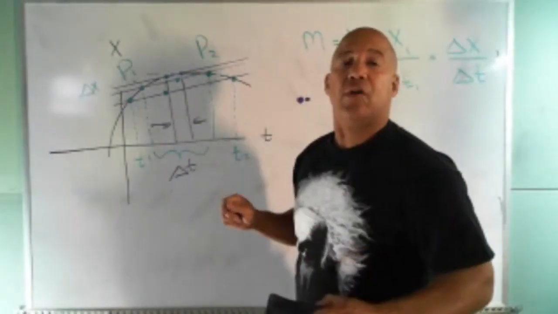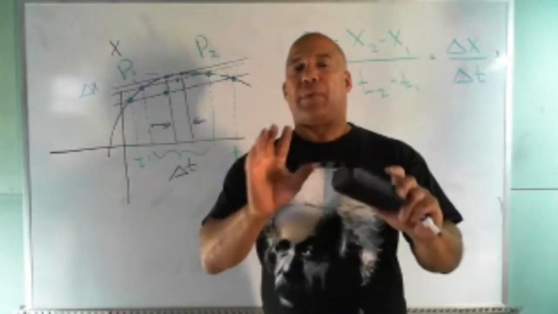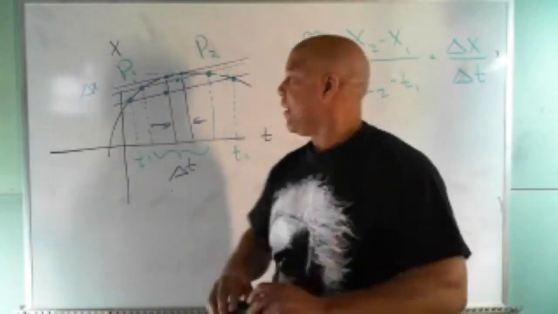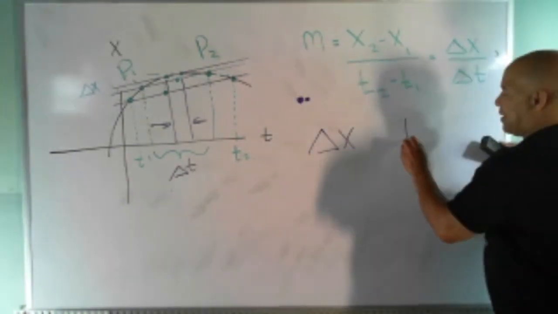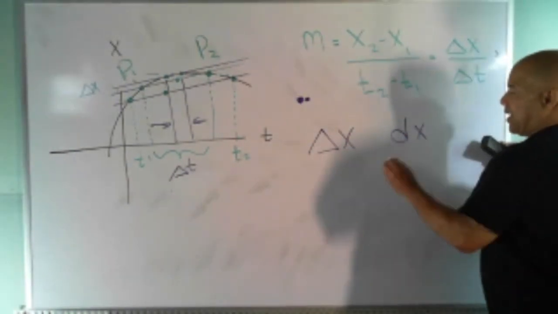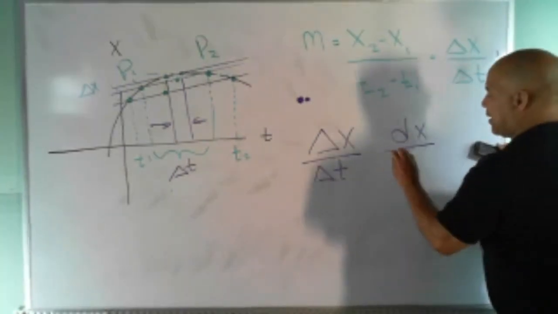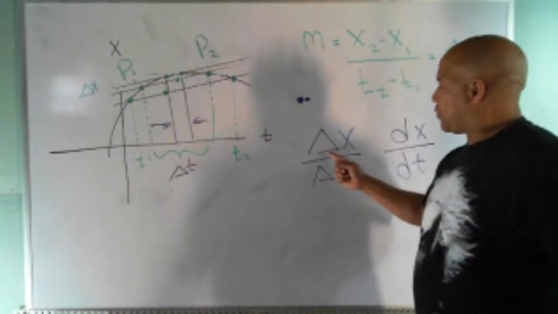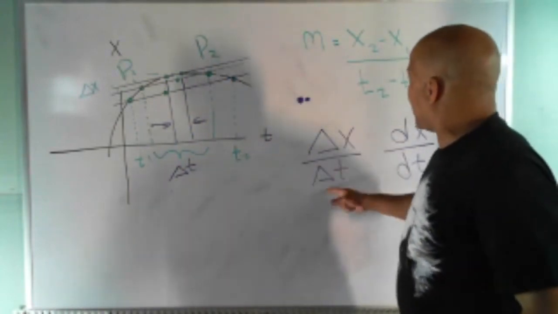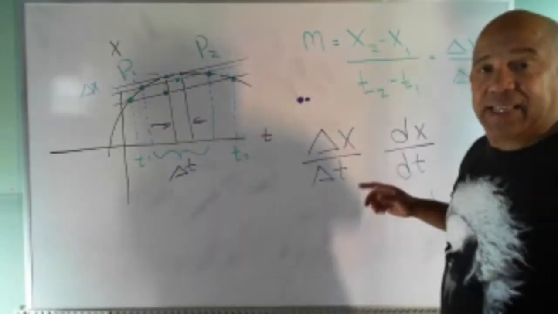So what they do is, when we get down to where they're so close that we can treat them as if they're 1 point, instead of writing delta x, they write dx, and instead of writing delta t, they write dt. So this change in x over change in t, our regular slope formula, is the slope of a secant line.